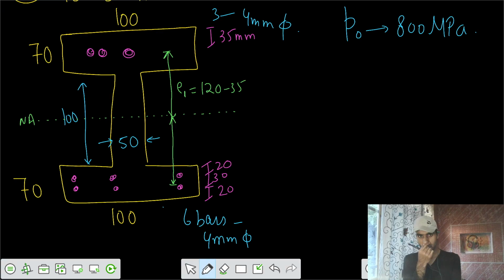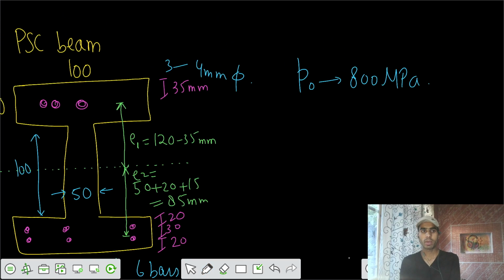That means 70 plus 15, 85. It should be 85. This part should be E2. That is 50 plus 20 plus 30 by 2, that's 85 millimeters. And we are having some prestress force P1 and P2. So we can solve P1, P2.